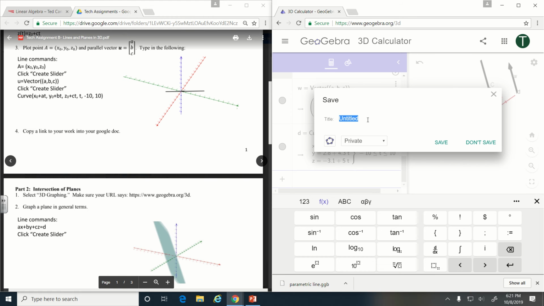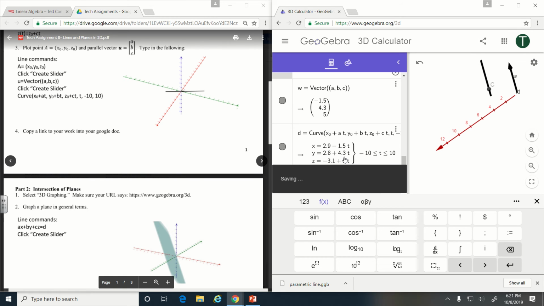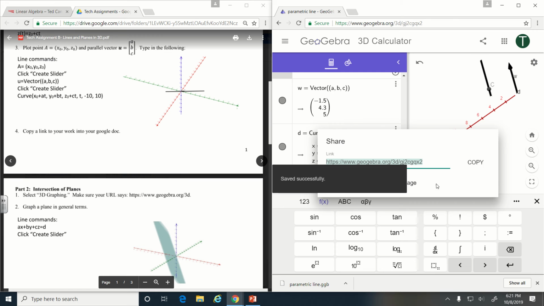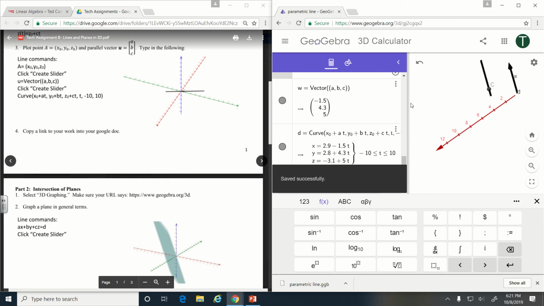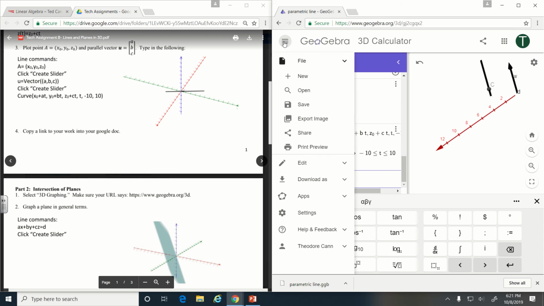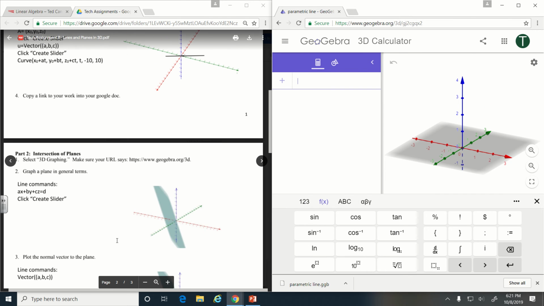All right, so now I'm going to save it. I'm going to keep it on private so nobody steals my work. Been down that road before. Copy this. This is the link that goes into your Google Doc. All right, so then once you do that, new, now we move on to the plane.